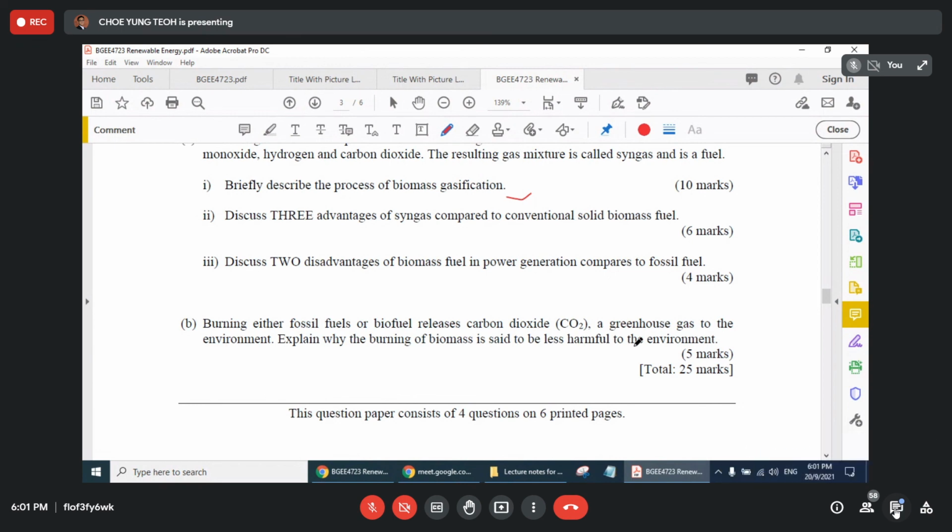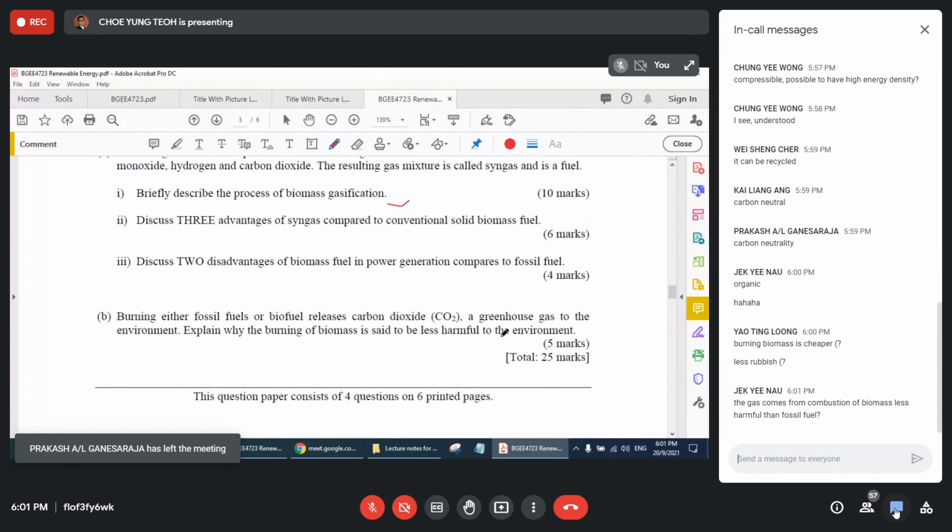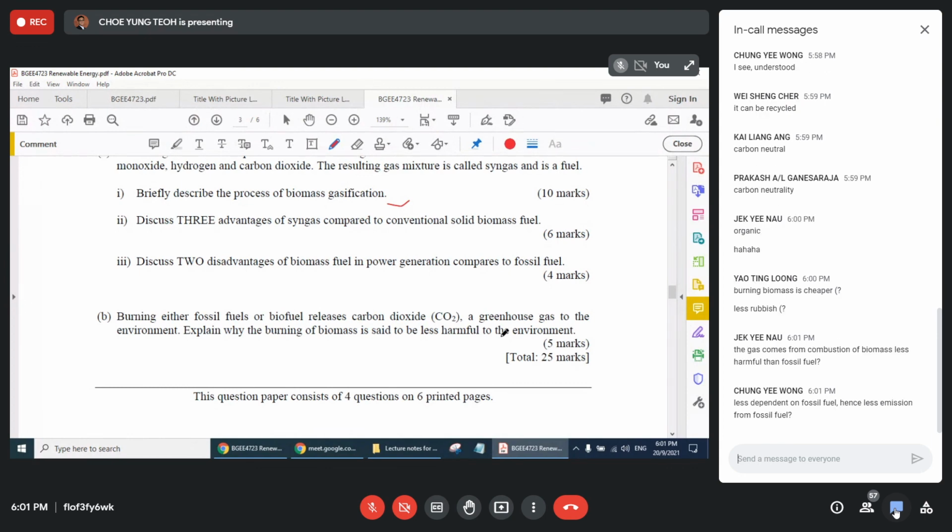Now, the gas that comes from the combustion of biomass is less harmful than fossil fuels. Then you have to explain what kind of gas from biomass is less harmful than fossil fuels. If you compare with coal, I guess okay. If I compare to oil, petrol, I don't think so. Okay, to me, less dependent on fossil fuels, less emission. But for the environmental impact, it's still the same. Although it's less dependent, for the environment we still release the same amount of emission.